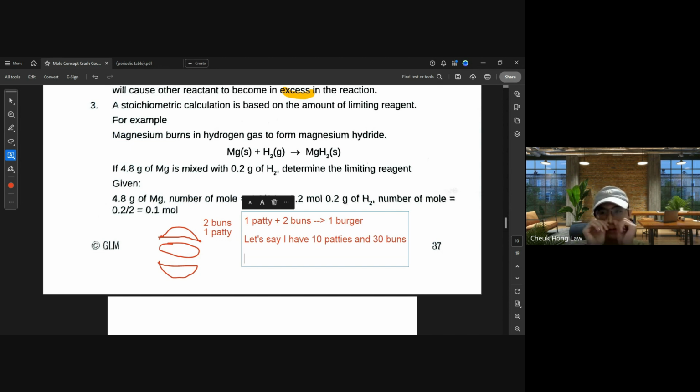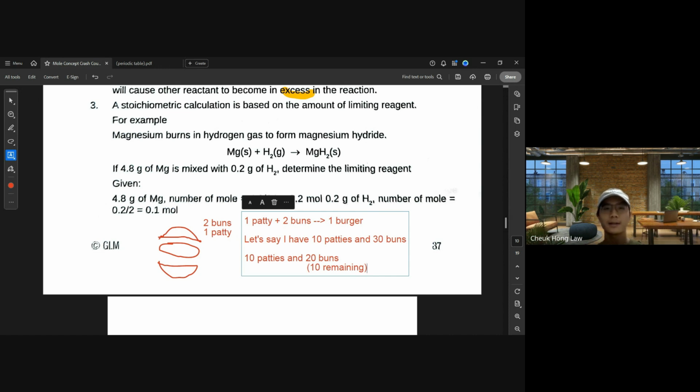So when I make 10 burgers, I will use up 10 patties and I will use up 20 buns, right? Because the mole ratio between patty and buns is 1 to 2. So if I use 10 patties, I have to use 20 buns. But I have 30, so I'll have excess. I will have 10 remaining, because I have 30 buns and I only use 20.